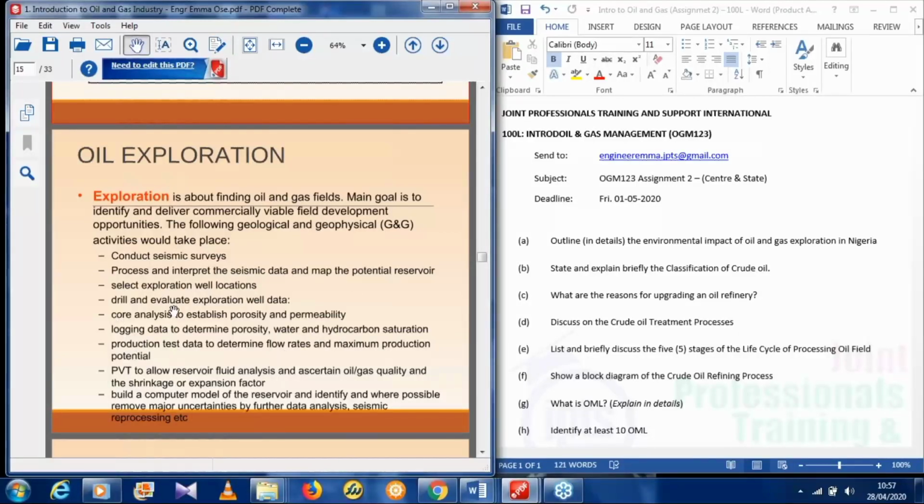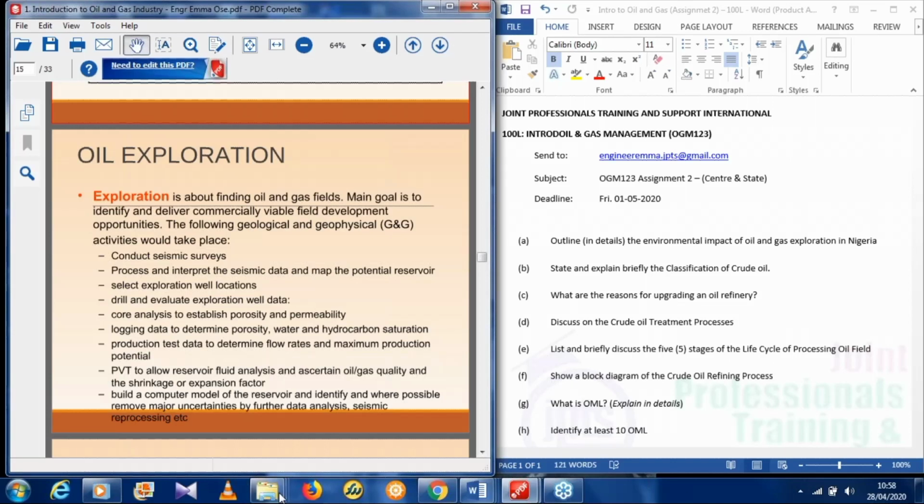Then we select the exploration well location such that we are able to drill directly to the reservoir, in the direction that will give us easy access. Then core analysis is done to establish porosity and permeability, and logging data. These are the activities that occur in the exploration stage. Then PVT, pressure, volume, and temperature, for laboratory analysis. We take all that information.